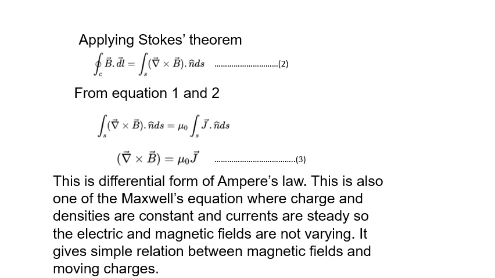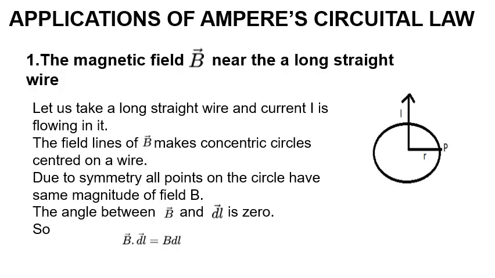and this is the differential form of Ampere's law. This is also one of Maxwell's equations, where charge and current densities are constant and currents are steady, so the electric and magnetic fields are not varying. It gives a simple relation between magnetic fields and moving charge. Now, applications of Ampere's circuital law.